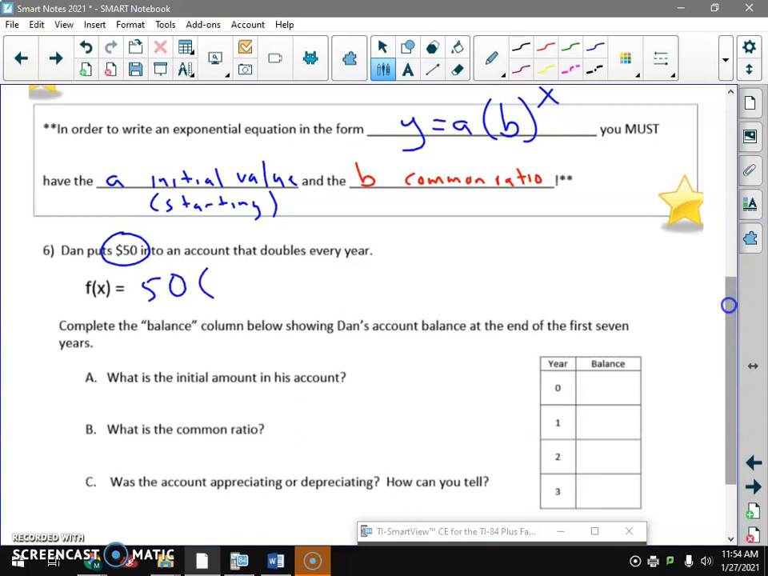And what does double mean? We've talked about that before this year. Double means times 2. And that right there is your common ratio. So it's 50, 2 to the x. We have our equation. Now we've got to get a table.